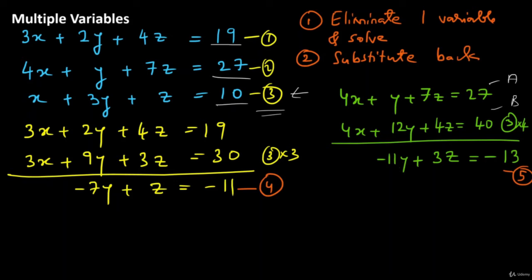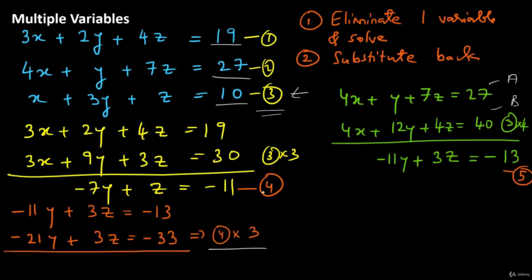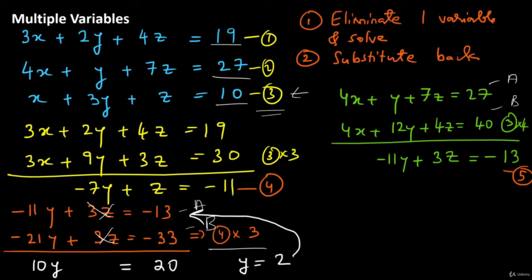Alright, so I write equation 5 over here and equation 4 multiplied with 3. If I multiply equation 4 with 3, that's 7 into 3, you get minus 21y, and 1 into 3, that's 3z, right? So minus 11 into 3 gives you minus 33. Alright, now if this is a and this is b, let's do a minus b. So over here you get minus 11 minus minus 21, that is equal to plus 10. And over here you can see that these two cancel out, right? So we get 10y is equal to minus 13 minus minus 33. That's the same as minus 13 plus 33, which is 20. So 10y is equal to 20, or y is equal to 2. So we have found the value of y.